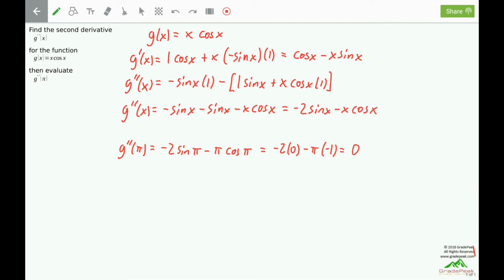Negative 2 times 0 is a 0. Negative pi times a negative 1 is plus pi. 0 plus pi comes out to pi.